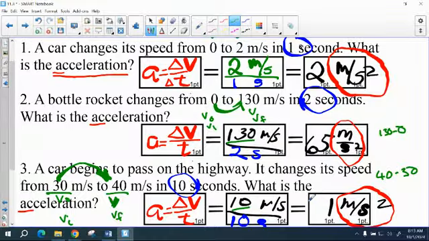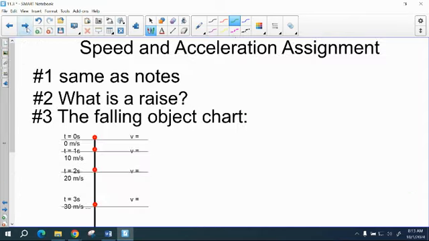Okay. Can I move on to the next slide? Does everybody have this written down? All right, cool. Speed and acceleration assignment.